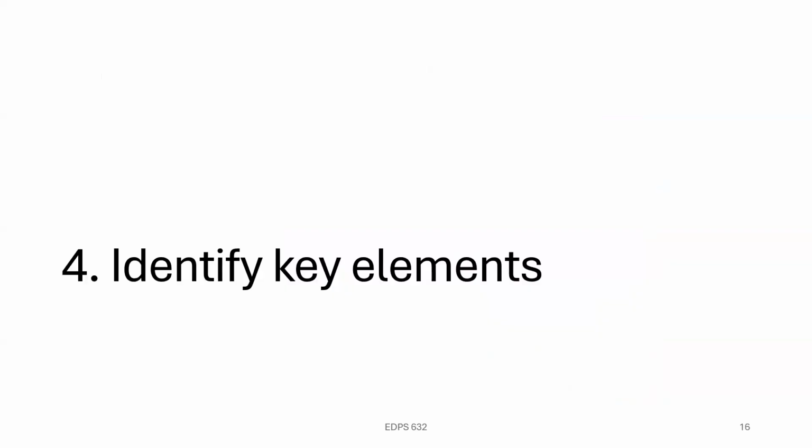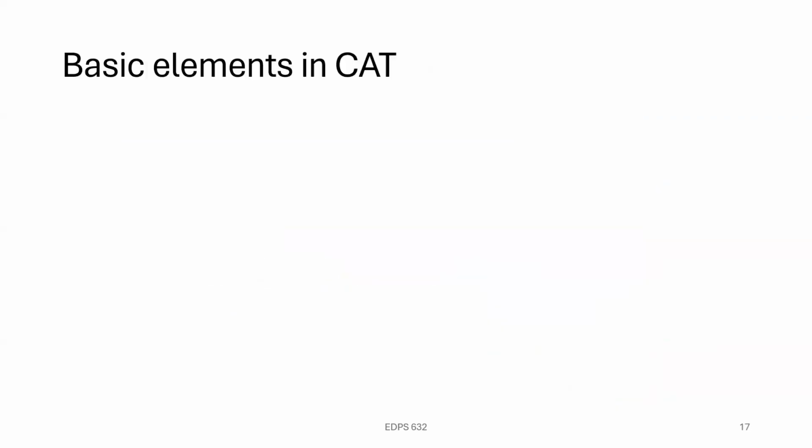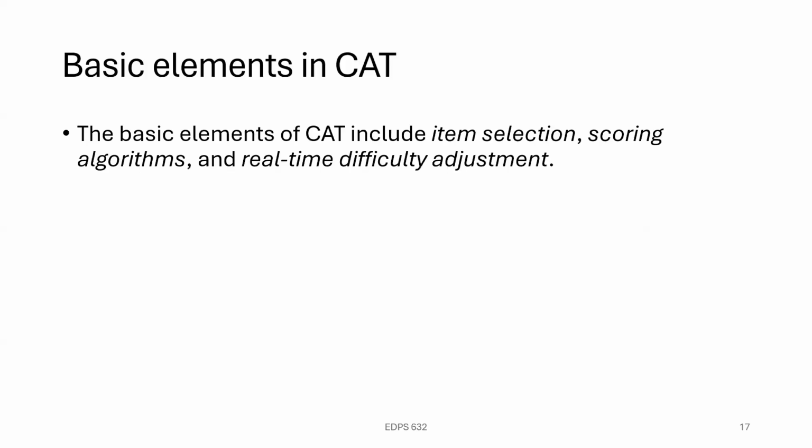Last part is, what are the key elements of computerized adaptive testing? I have discussed so many good things, but what are the key elements? Basic elements in CAT. If I ask you, then the first and most important thing is the item selection algorithm, right?